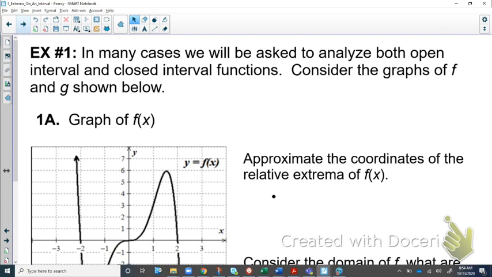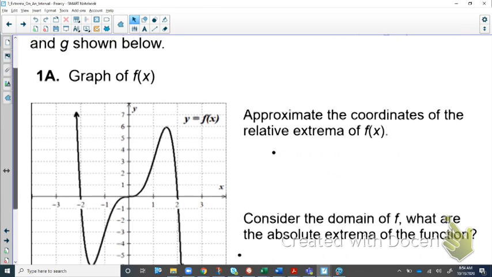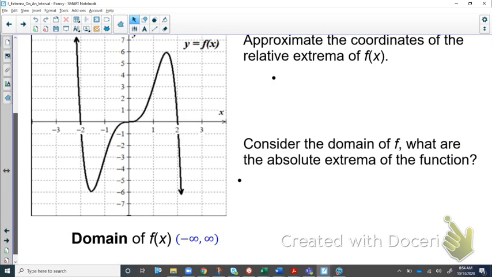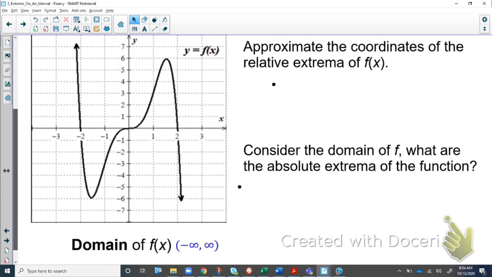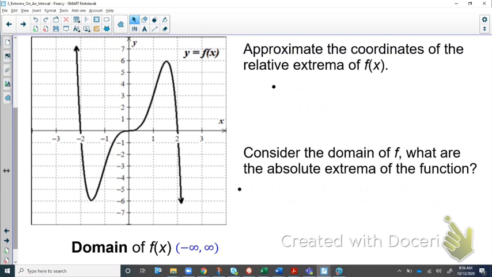So here you could probably work through these independently and then come back and just hit play at this point and see what I'm putting down. Approximate the coordinates of the relative extrema. So the relative extrema are just where it changes from increasing to decreasing.